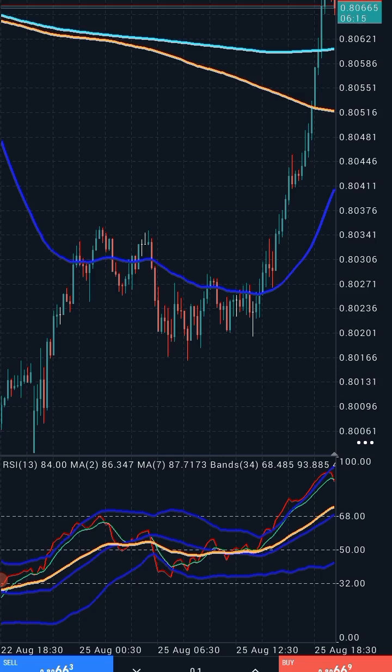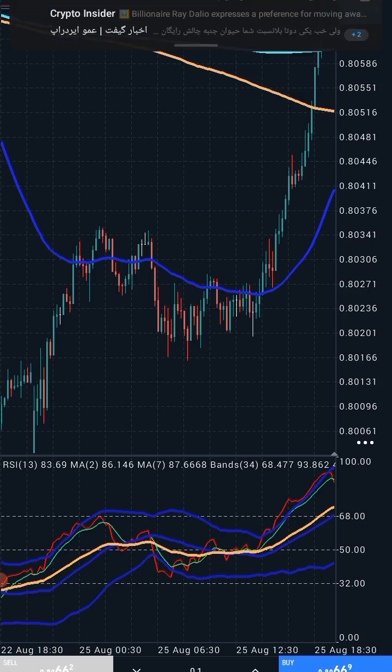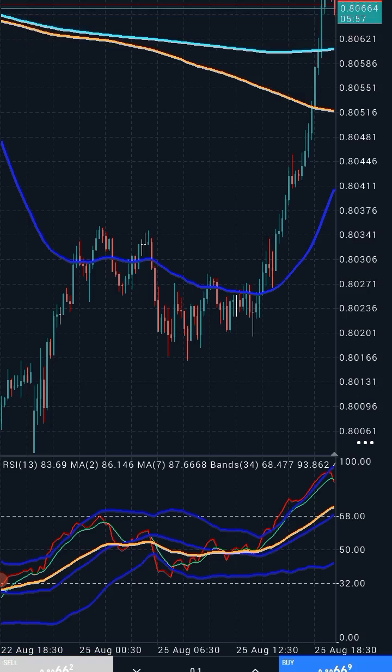So time frame alignment is actually very important in our exit and entry. Once the higher time frame and the lower time frame are aligned, you can enter. That is an entry point.